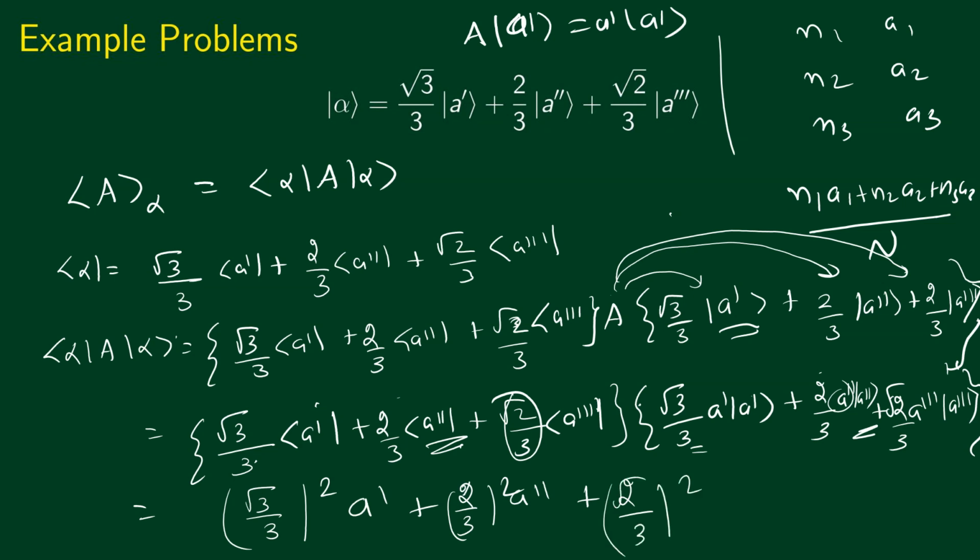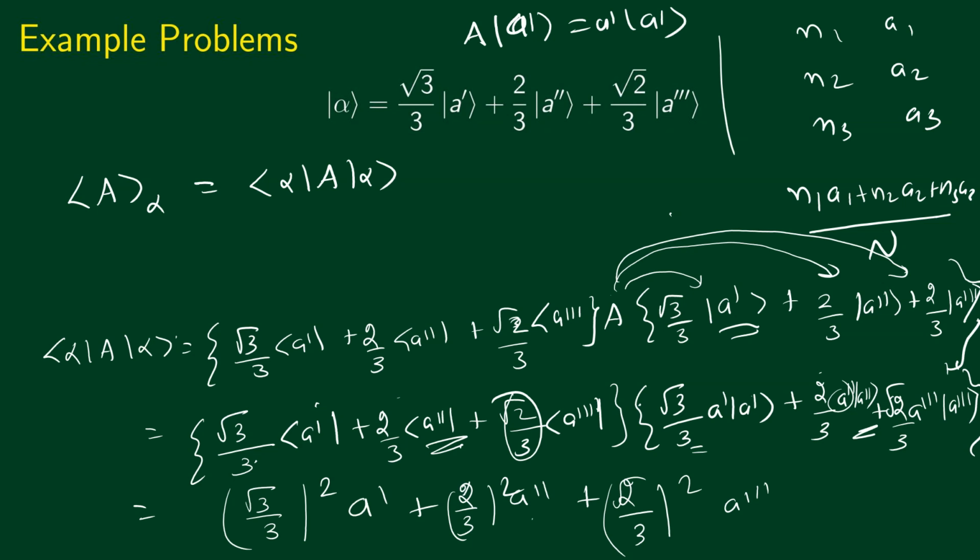Root 2 divided by 3 square, and the eigenvalue is also the A triple prime. If I expand that, I should get the answer that we were talking about earlier. It's exactly the same thing. What is this? Modulus C1 square A prime plus modulus C2 square A double prime plus modulus C3 square A triple prime, which is exactly the expression that we got before.